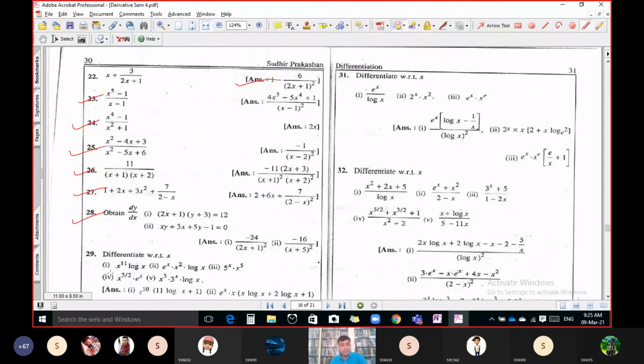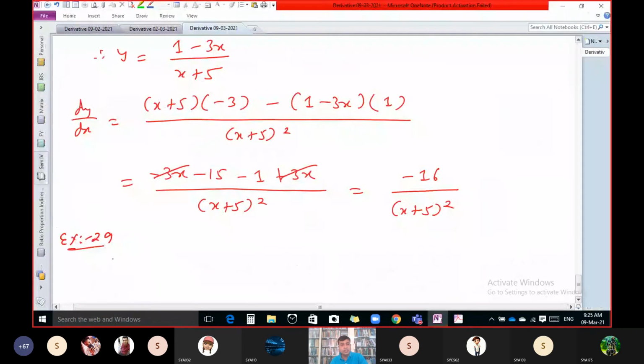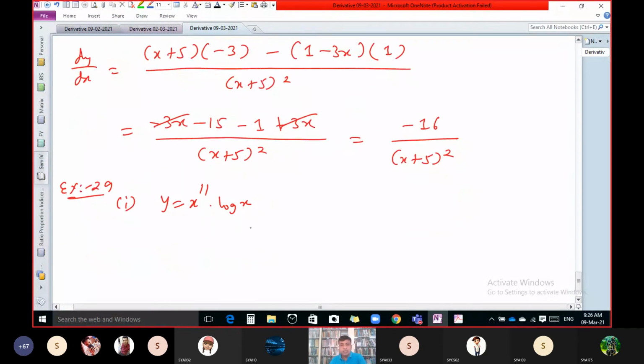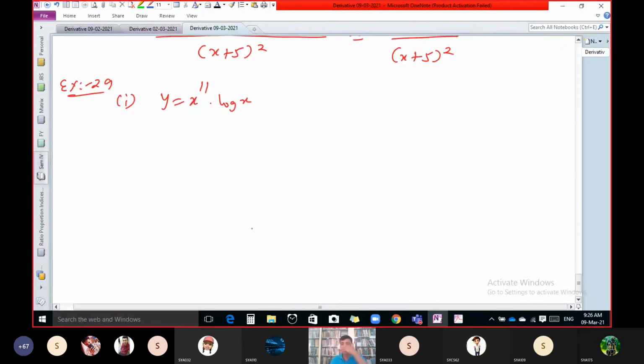Differentiate with respect to x. The first one is x raised to 11 log x. Y equal to x raised to 11 into log x. Now listen, for this question you have to use the multiplication rule. Your u equal to x raised to 11 and v equal to log x.